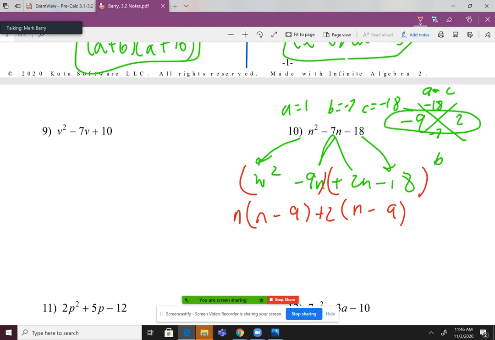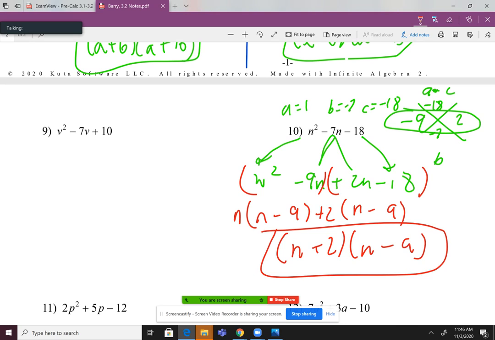Good news, we got the same thing in both parentheses. So we got our answer here is n plus 2 times n minus 9. And that looks good.